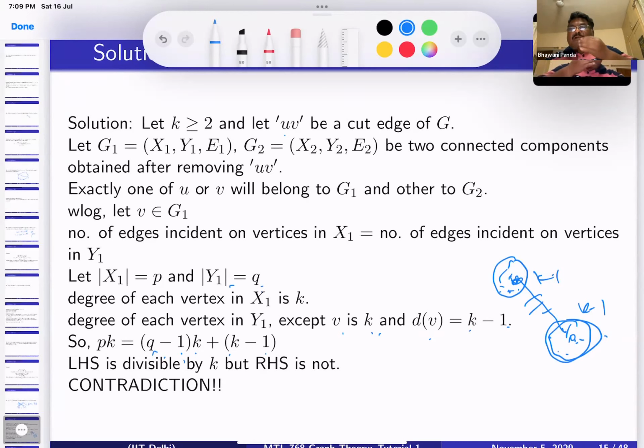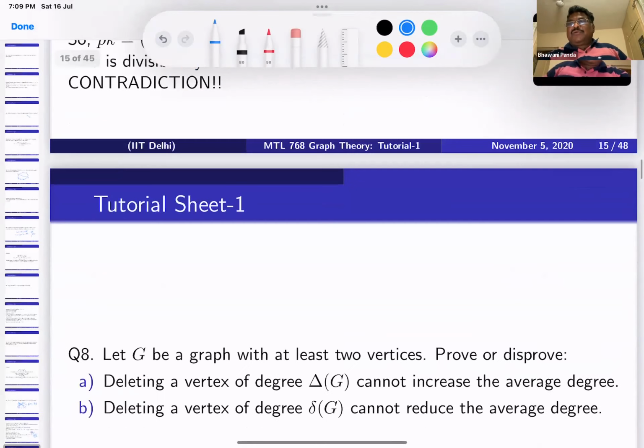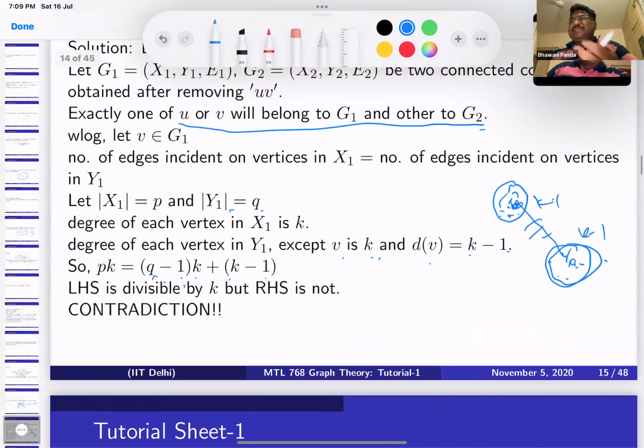This is the claim that U and V will belong to different components, one in G1 and the other in G2. We prove that it cannot belong to the same component. If it belongs to the same one, then we have a contradiction. So how do you prove it? Basically, just see, one second.